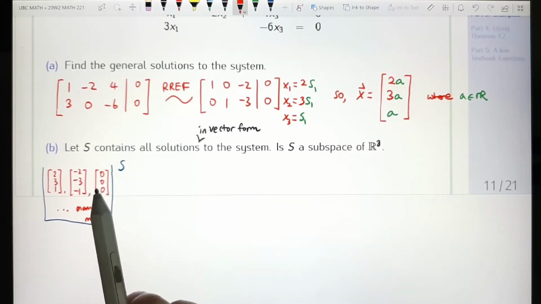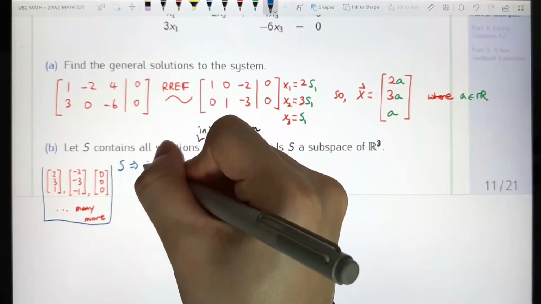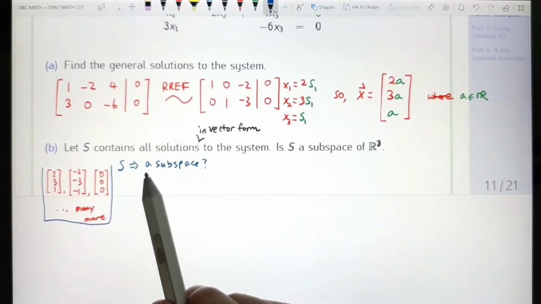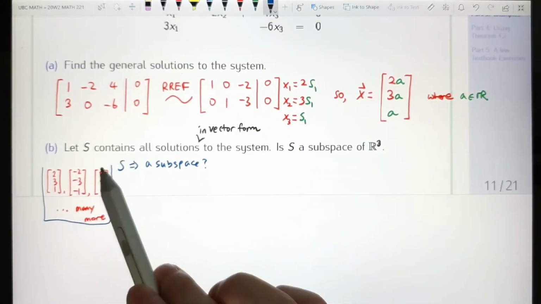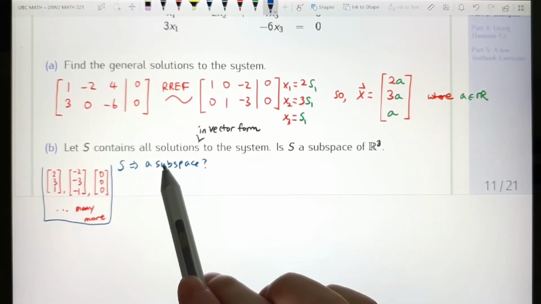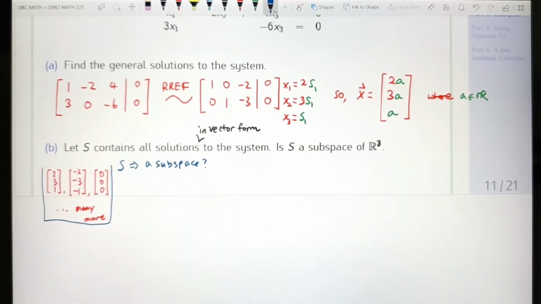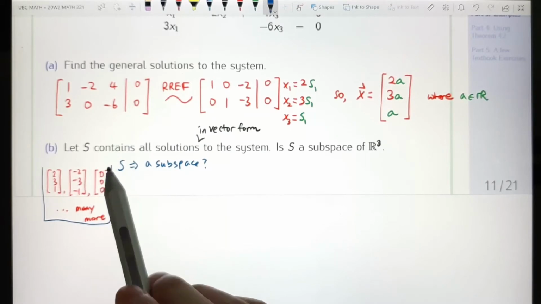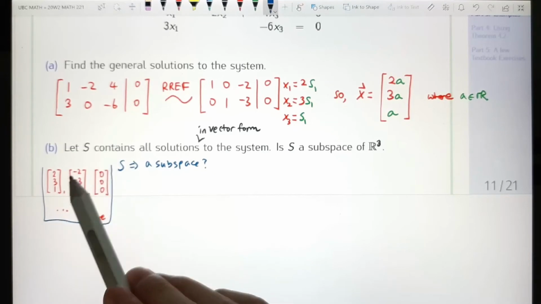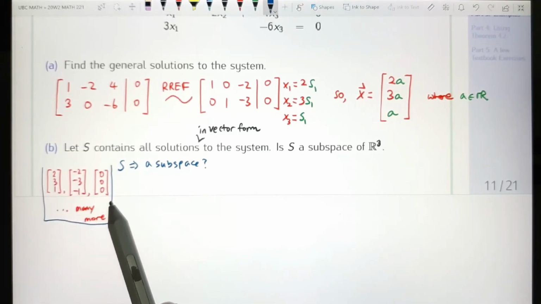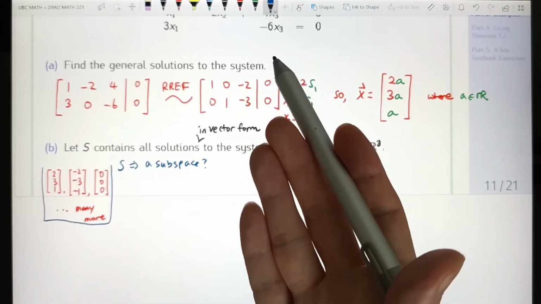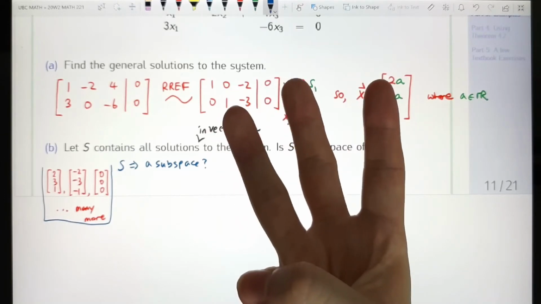Now the question that we need to answer is: do you think this box is a subspace of R3? Yes or no? Let me reveal the secret. This box, which is a space, is a subspace of R3. Let me prove it to you by checking those three conditions.